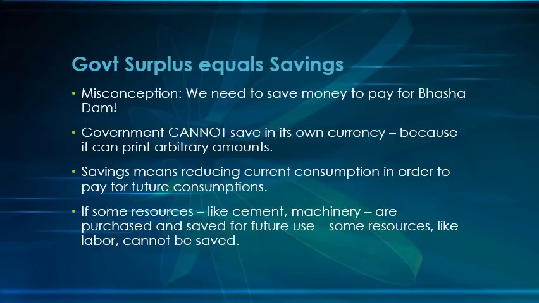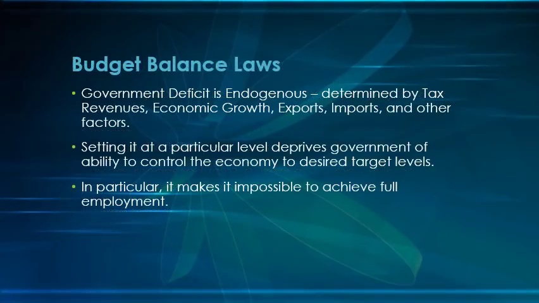So some of our resources like cement, machinery, trees, etc., can be saved for the future. Some resources like labor power cannot be saved. So it's especially urgent to make sure that we put every person in Pakistan to fruitful work, and that is one of the key takeaways from modern monetary theory, that it is possible to give productive jobs to every single person who wants to work. This is something that conventional macro does not allow us to do. So there are laws even in Pakistan that you have to balance the budget, deficit has to be within a certain limit. This is just misguided macro theory.